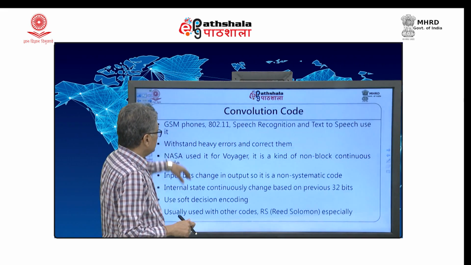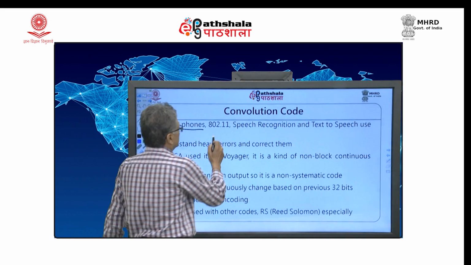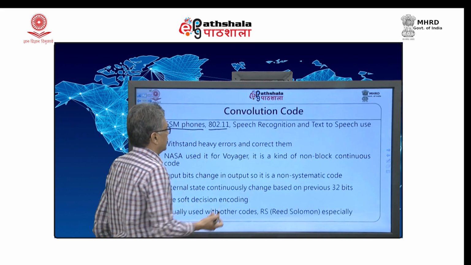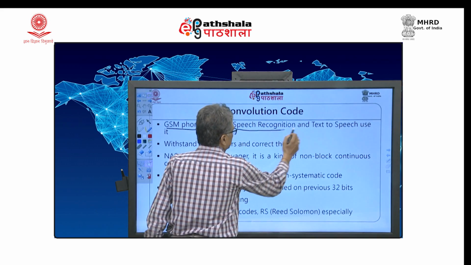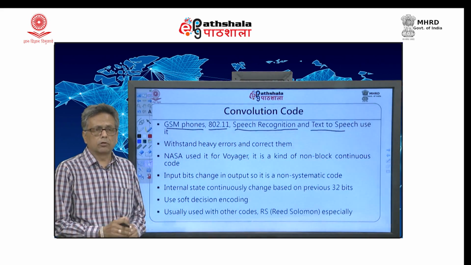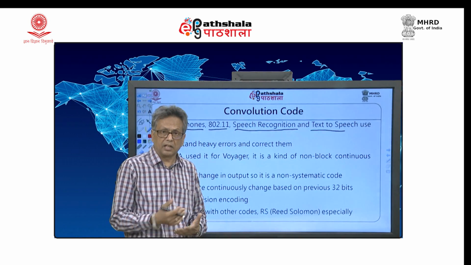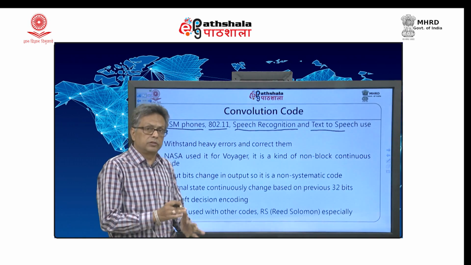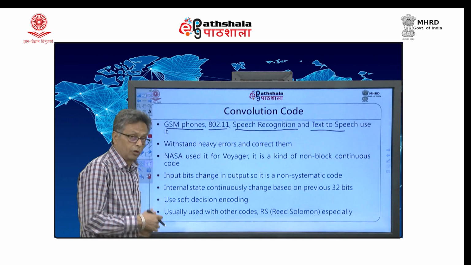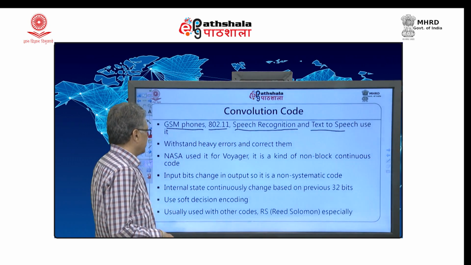Okay. And now, at this point of time, GSM phones that we use, 802.11 that we discussed about, many speech recognition softwares and even text to speech softwares use this convolution code. It can withstand heavy errors and can correct them, and is more suitable for single bit errors, but anyway it can correct more number of single bit errors. Okay. NASA used it for Voyager, as I said.